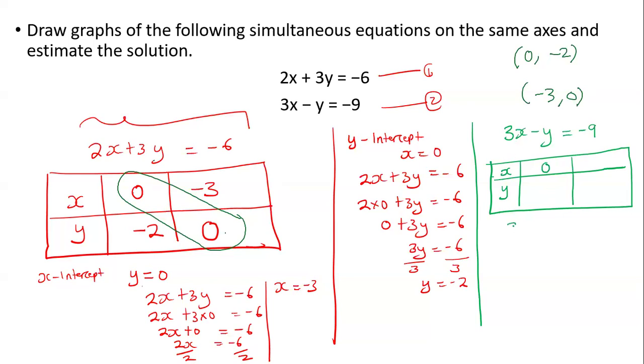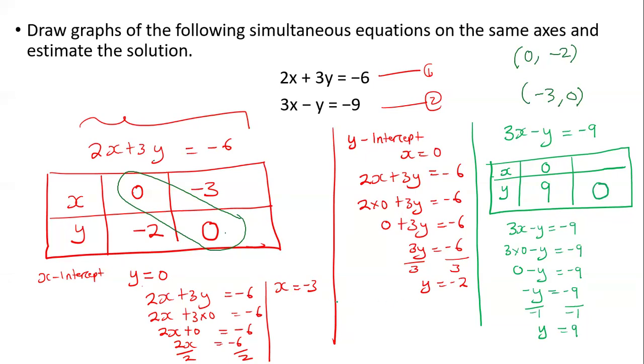Then I'll come here and I say 3x minus y is equal to negative 9. Now my x is 0, so I'll say 3 times 0 minus y is equal to negative 9. 3 times 0 is 0, minus y is equal to negative 9. 0 minus y, you get negative y is equal to negative 9. So in order for you to remove the negative, divide by negative 1, divide by negative 1. So I will have my y is equal to 9. So here under y, I'll come and I put 9.